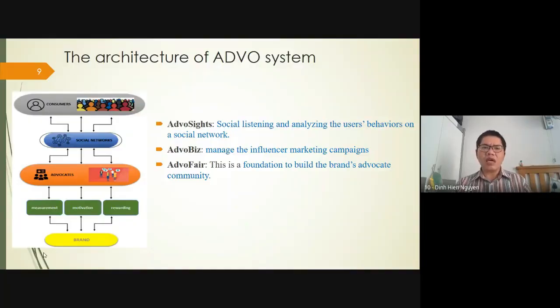And this is the architecture of the ADVO system. We have three foundations: ADVO side for analyzing user behavior, ADVO bit to manage the influencer marketing campaign, and ADVO fair, which is the foundation to build the brand advocate community. This is the architecture of the ADVO system.